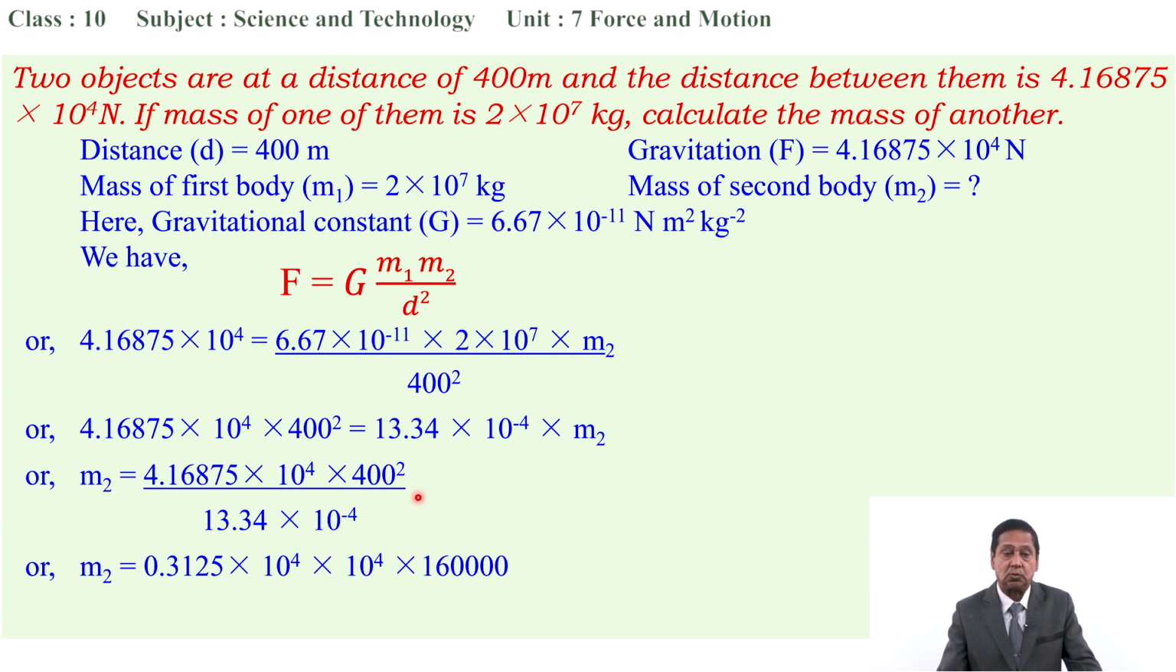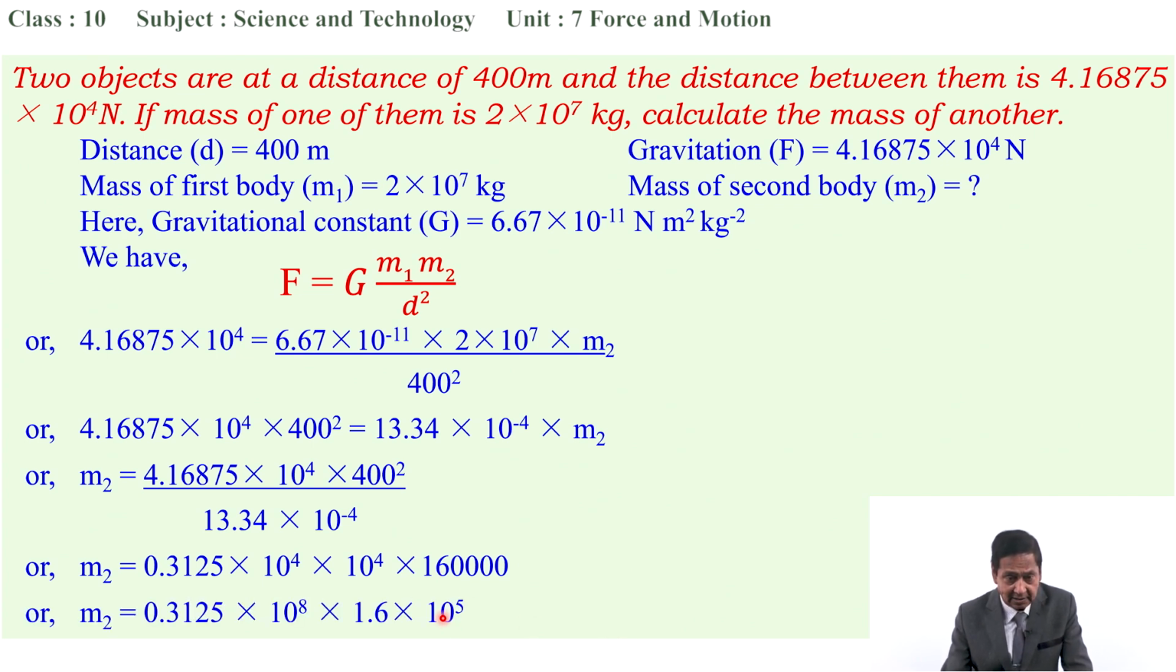400 square means what? 4 4s are 16, and with the two zeros, the square makes it 4 zeros. This is the value of 400 square. Again we have to convert this into a power of 10. 1.6 into 10 to the power 5, because the point is shifted 5 digits to the left-hand side.